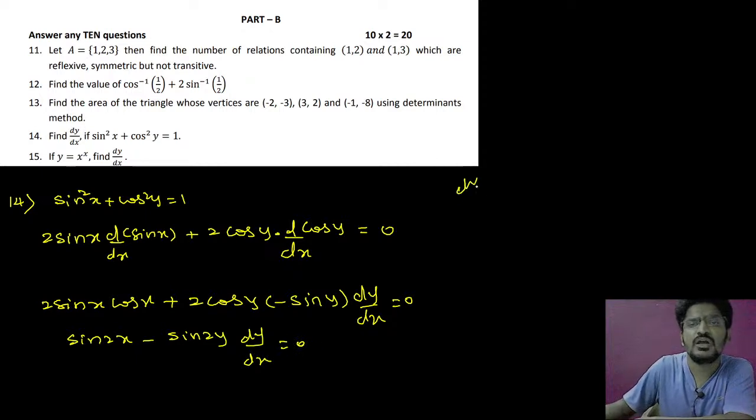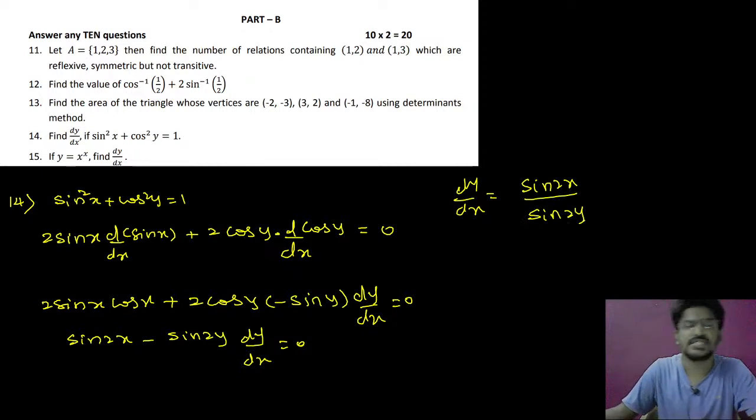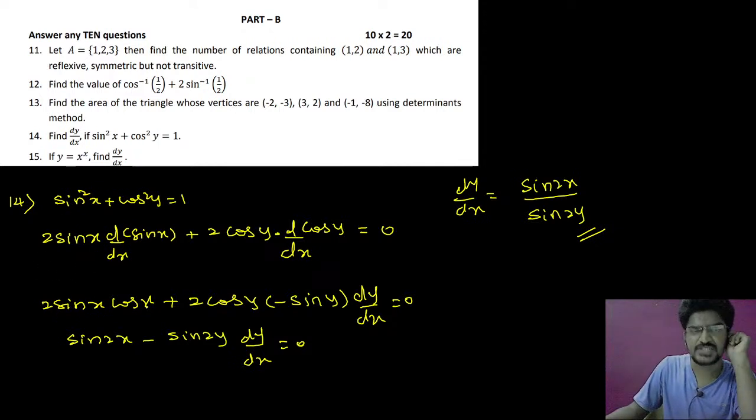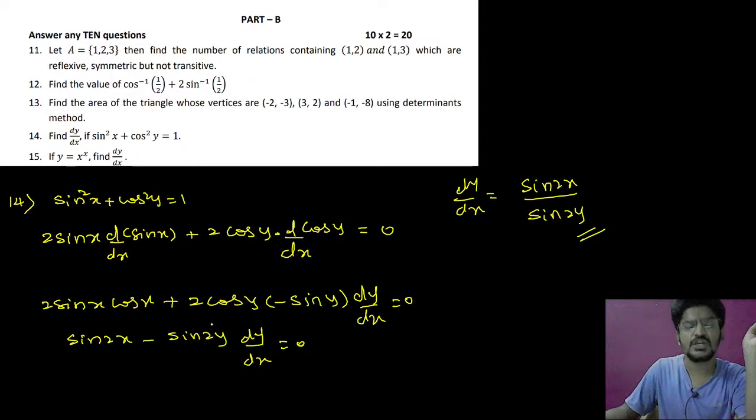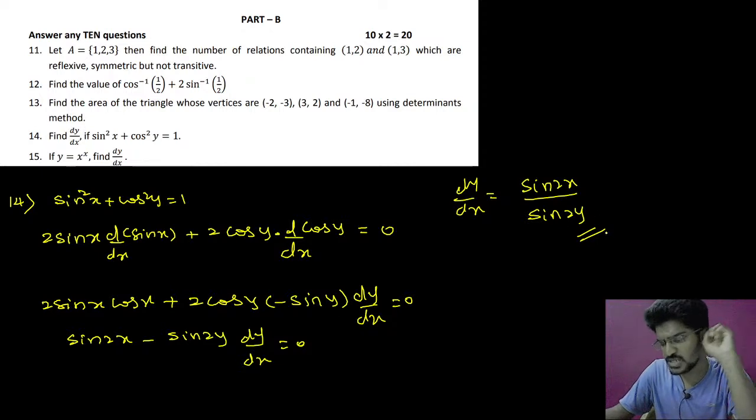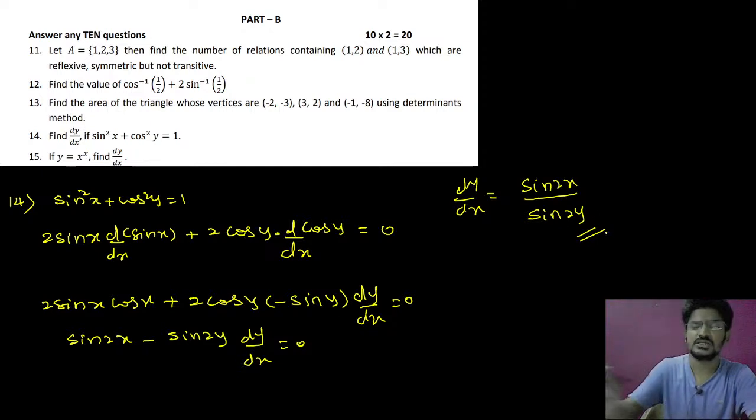Therefore dy by dx is going to be equal to sin 2x divided by sin 2y. The minus and minus signs get cancelled. This will be your answer. The differentiation of sin square x is 2 sin x cos x, which can be written as sin 2x. The differentiation of cos square y is 2 cos y times minus sin y, which can be written as minus sin 2y. The answer is sin 2x divided by sin 2y.